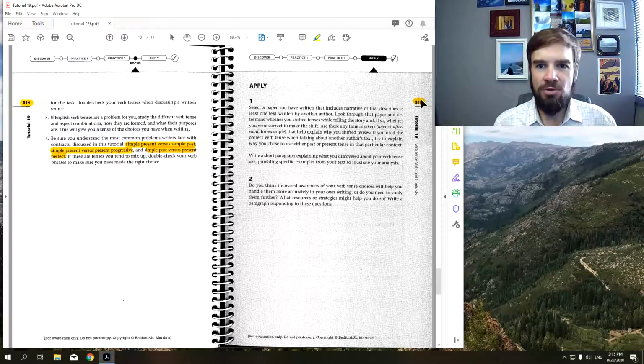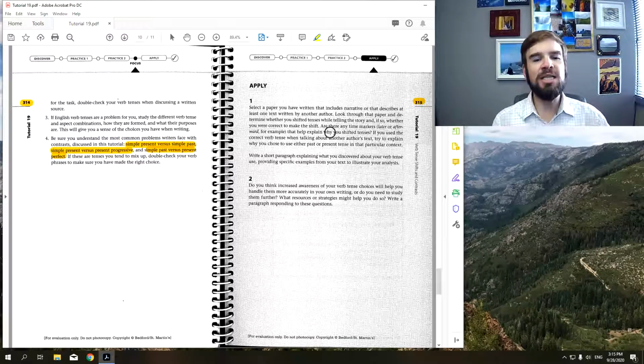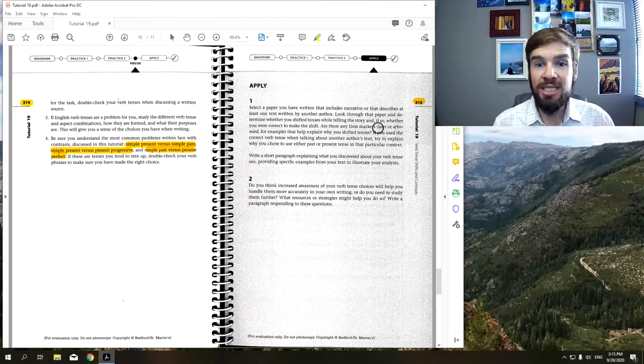Now wrapping up on 315, an apply activity. Professor Ferris suggests that you, 1, select a paper you've written that includes a narrative or that describes at least one text written by another author. Look through the paper and determine whether you shifted tenses while telling the story, and if so, whether you were correct to make the shift. Are there any time markers, later, afterward, for example, that help explain why you shifted tenses?